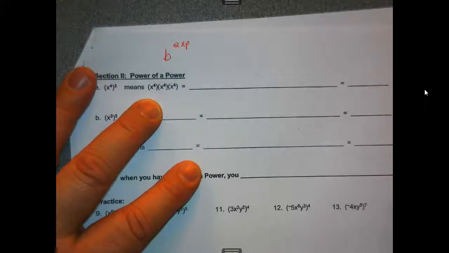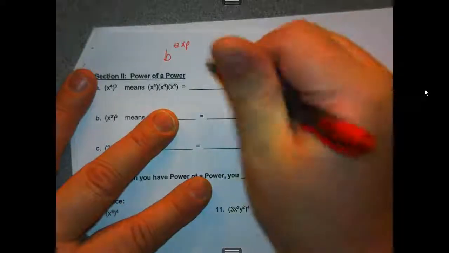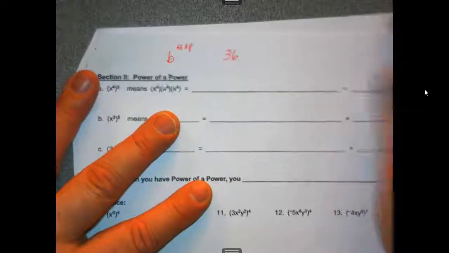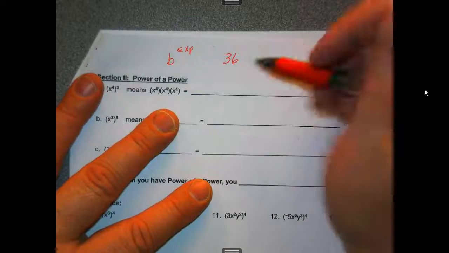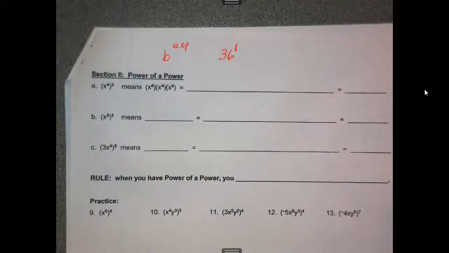Isn't every number really a power? X, 1, 2, 3, 5, 36. Isn't it a power? If you don't see an exponent with that number, what's the exponent? Not 0, 1. Pretty much every number and every variable is a power. We just don't write the number 1 there. Okay?